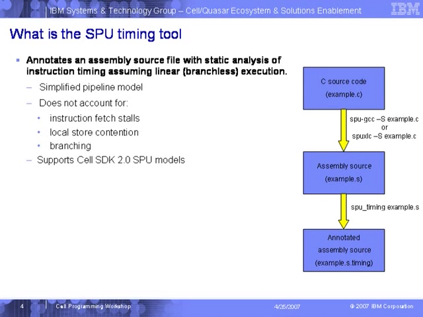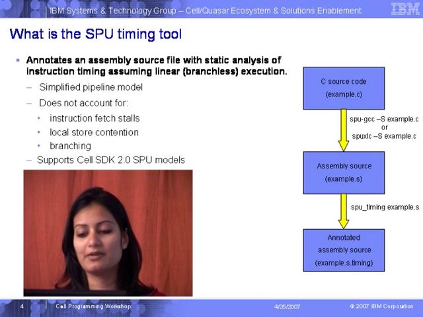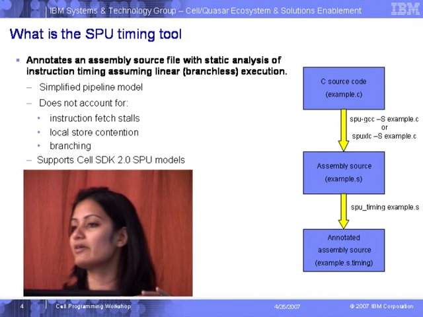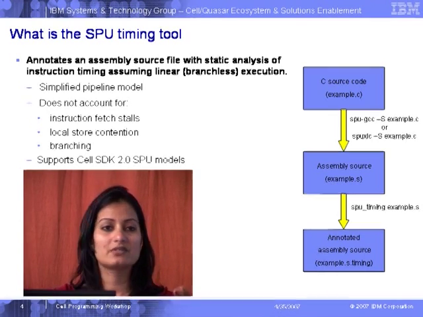This is a static analysis tool, which will parse your code, look at the assembly file, and try to give you an analysis of how the code is interleaved. This is how it's done: take a simple source code, example.c, produce the assembly file, and then produce the annotated assembly source in your current working directory. When you run the command with the timing tool, there will be a .s.timing file. If it's example.c, there will be an example.s.timing file in the current working directory.